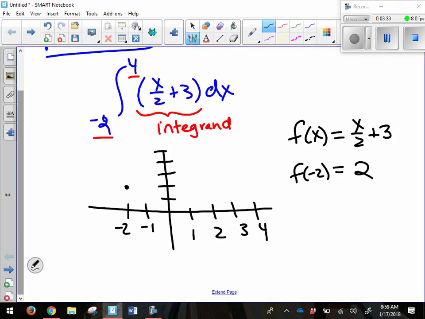The y-intercept's always a good thing to find. So what's f of 0 going to be? What is it, Gianni? 3. Good. And then let's look at our upper limit at x equals 4. And what do we get? 5.